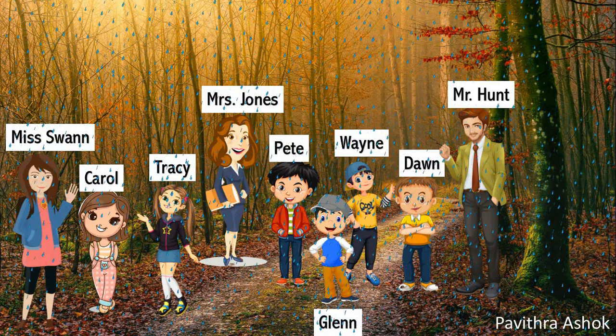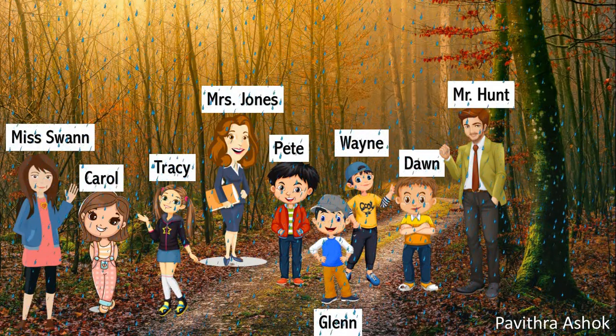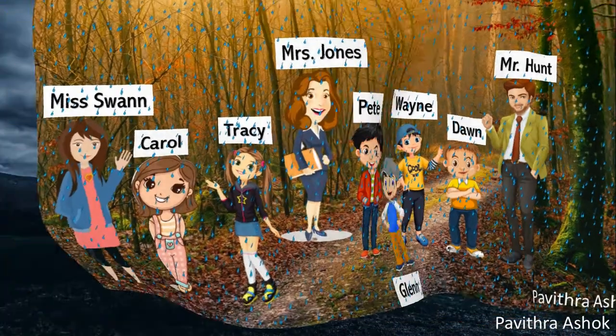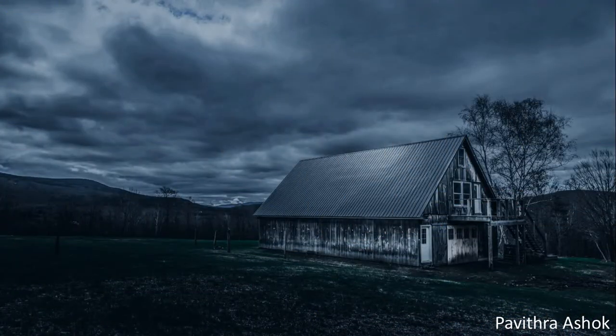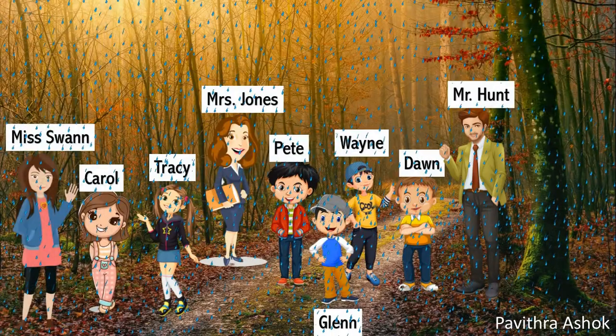Teachers and students were out for an adventure walk and it was raining heavily. Miss Swan asked Mr. Hunt, who had been to that place earlier, for any shelter. But Mr. Hunt replies that they could get a shelter only after reaching the village, which is 3 miles away. Students who were listening to the conversation of the teachers were surprised to see the house in the lonely place. Pete eagerly shows the house to Mr. Hunt.